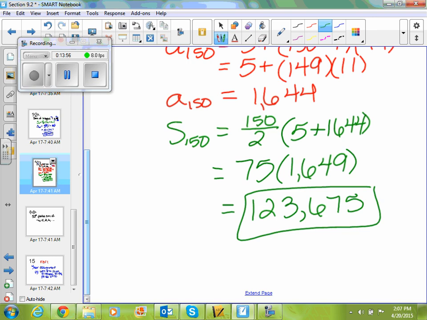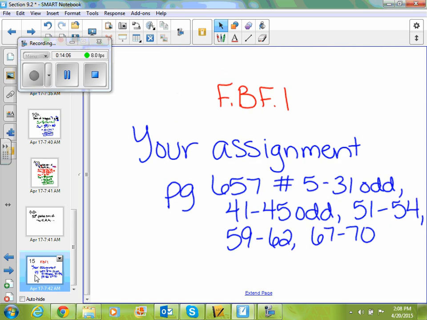Okay, do we want to do one more like that? No? Yes? No? Okay. I'm seeing a lot of head shaking no, so I'm going to assume that means we're ready to start. So 657, 5 through 31 odd, 41 through 45 odd, 51 through 54, 59 through 62, 67 through 70.